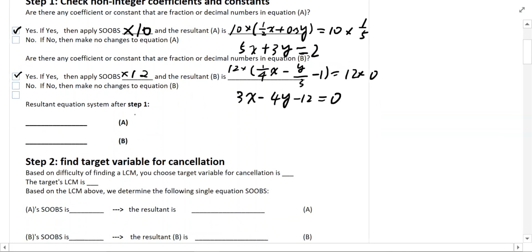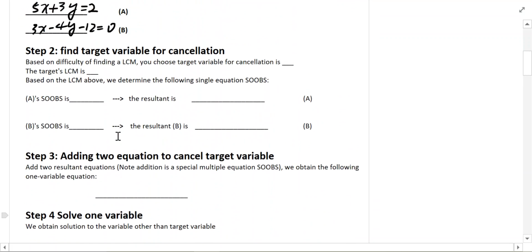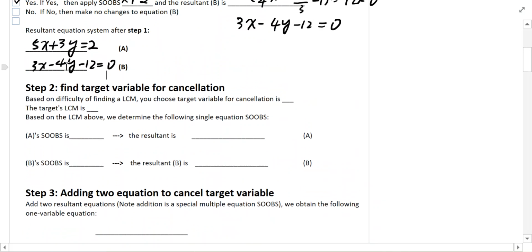So the resultant equation system after step 1 is just copying what we found: 5x plus 3y equals 2, and for B, 3x minus 4y minus 12 equals 0. So now once we have removed those fraction numbers and decimal numbers, we have integer coefficients and integer constants. That's better for us to solve it.